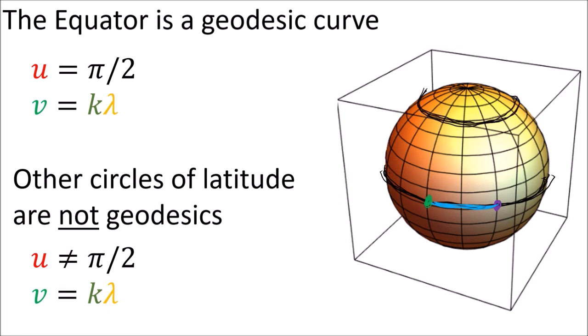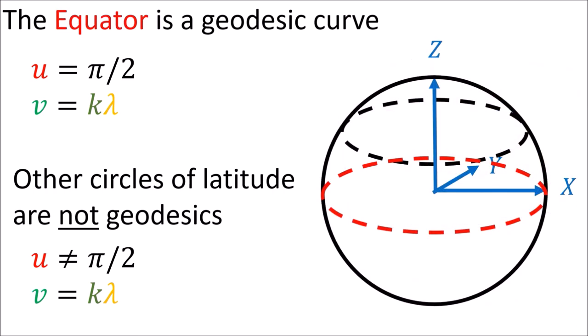But the other circles of latitude are actually not geodesics. So if we take this circle of latitude, the fastest way to get from this point is actually this curve here, which is not along the circle of latitude. So the only circle of latitude that is a geodesic is the equator.